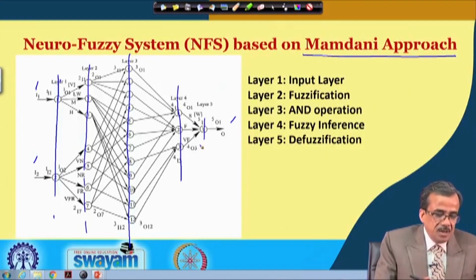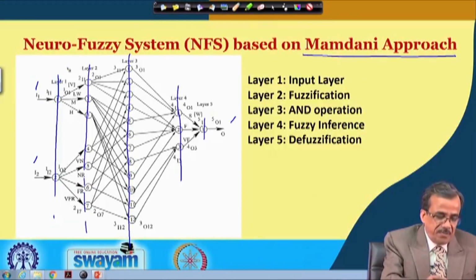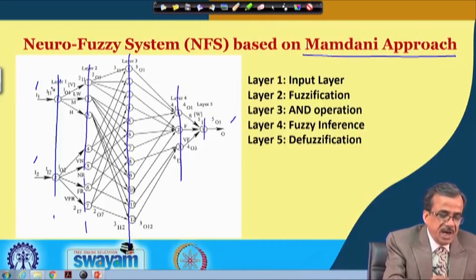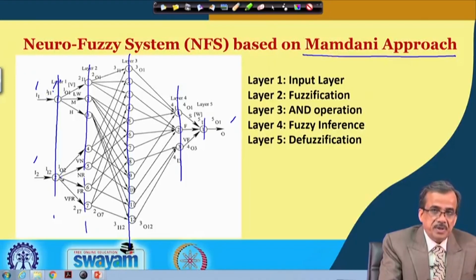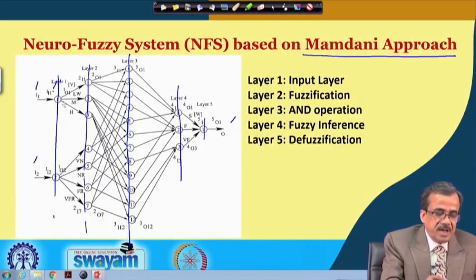Now, here if you see we have got two inputs, I1 and I2. On the first layer, here you can see I have written I1, that is the input of the first neuron lying on the input layer, and this is I2, that is the input of the second neuron lying on the first layer. And here I have got O11, that is the output of the first neuron lying on the first layer, and then O12, that is the output of the second neuron lying on the first layer.